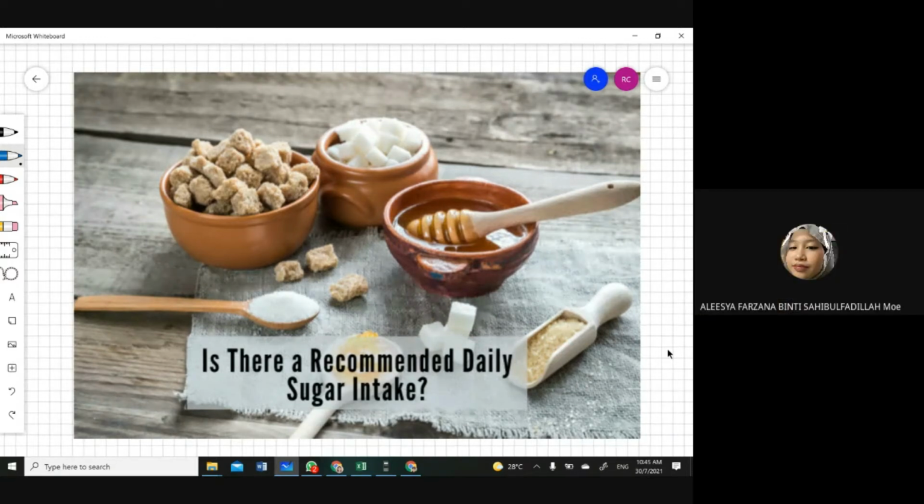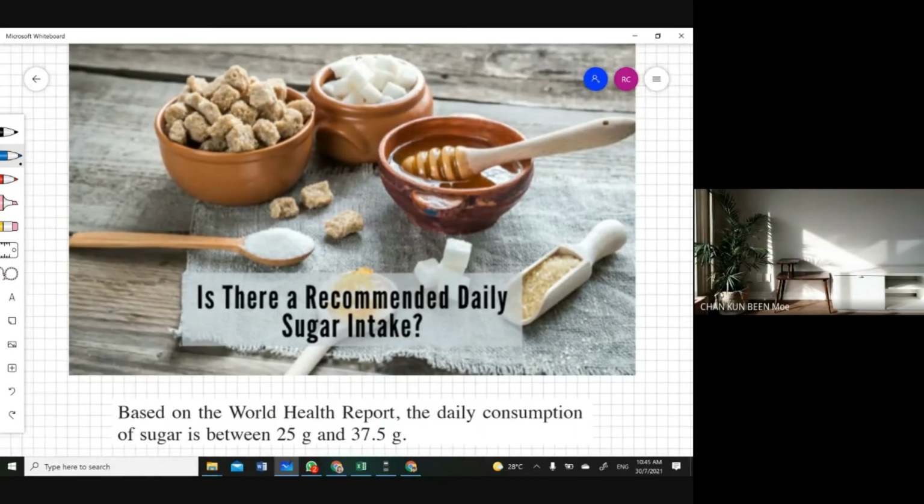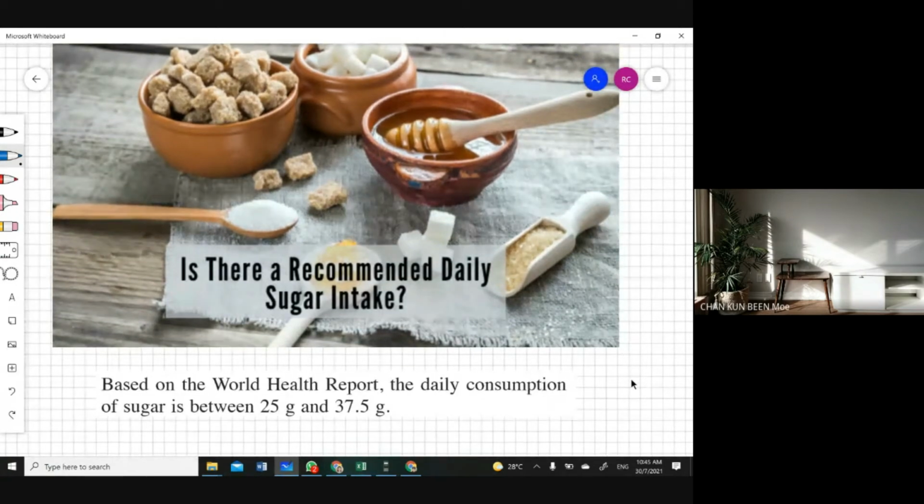I don't know. You don't know. Okay, never mind. We will see here. Based on the World Health Report, the daily consumption of sugar is between 25 gram and 37.5 gram only. So if I say the sugar intake is represented using M, then M is greater than or equal to 25, and M can be less than or equal to 37.5, right? If I represent the M as the sugar.